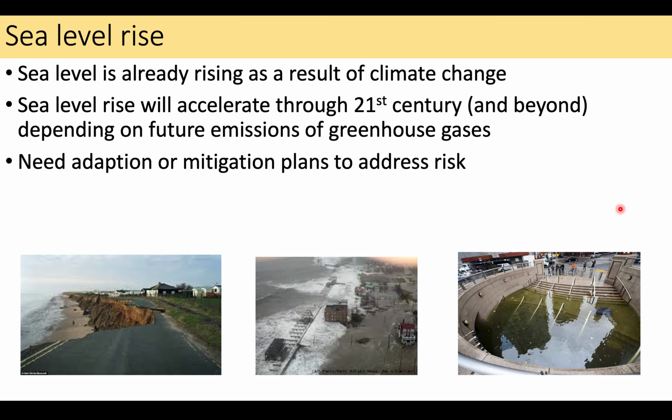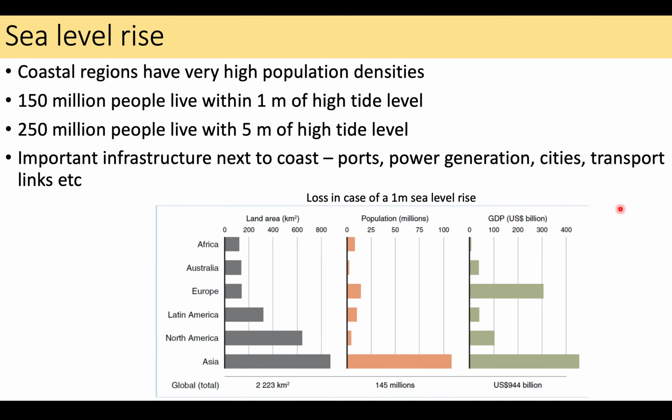So in order to combat sea level rise, we need to either adapt or mitigate all of the coastal changes. Our coastal regions have a very high population. There are a lot of people that live near our coasts. About 150 million people live within 1 meter of high tide.